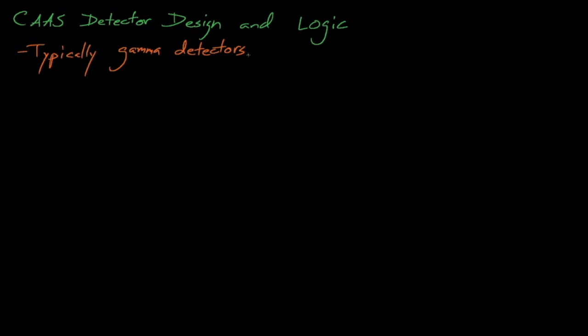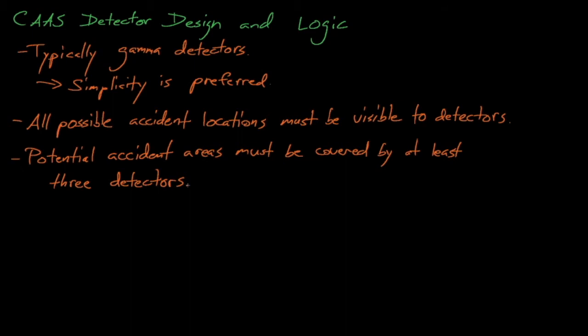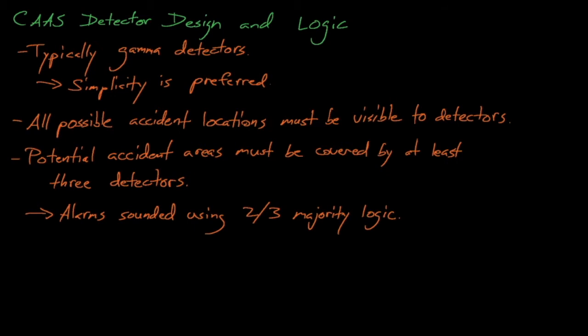But no matter what detector design we choose for our CAAS detectors, they must be able to detect a supercritical excursion. If our operations take place in a very large room, or if it's credible that a large object might be placed between the CAAS detectors and a potential accident location, then we may have to use multiple CAAS detector arrays in that room. In fact, any potential accident locations must be covered by at least 3 CAAS detectors. This is because CAAS systems generally decide to sound an alarm using a 2/3 majority voting logic.